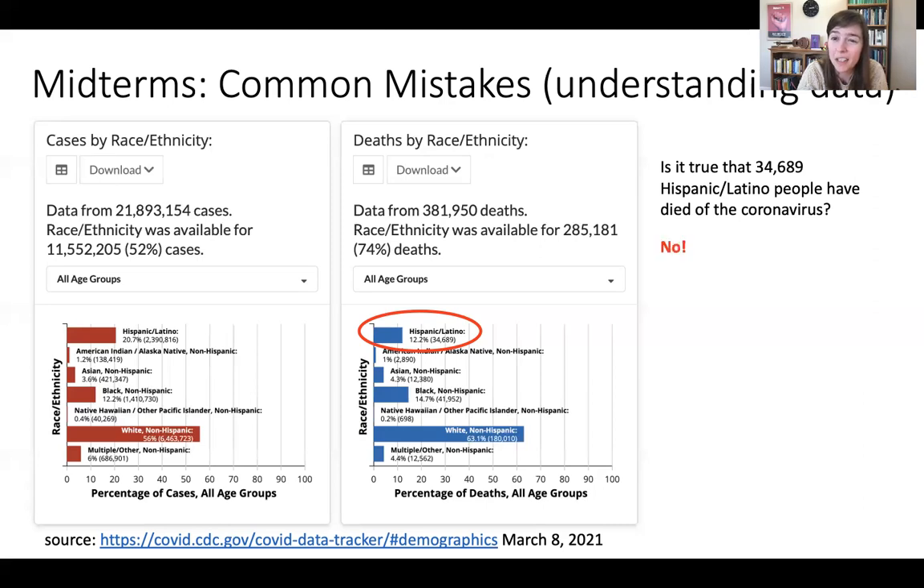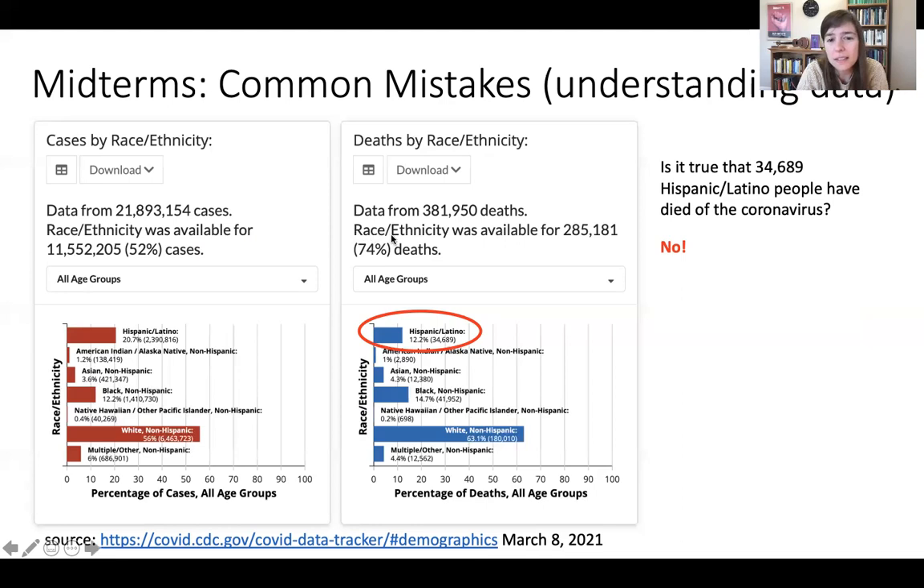And I'm going to say, no, that's not what this is telling us. So let's be careful. We've got to read this section up here. This is taking data from 381,950 deaths, which is already not the total number of deaths. So the total number of deaths in March of 2021 was over 500,000. So this is data from a subset of the total number of deaths.